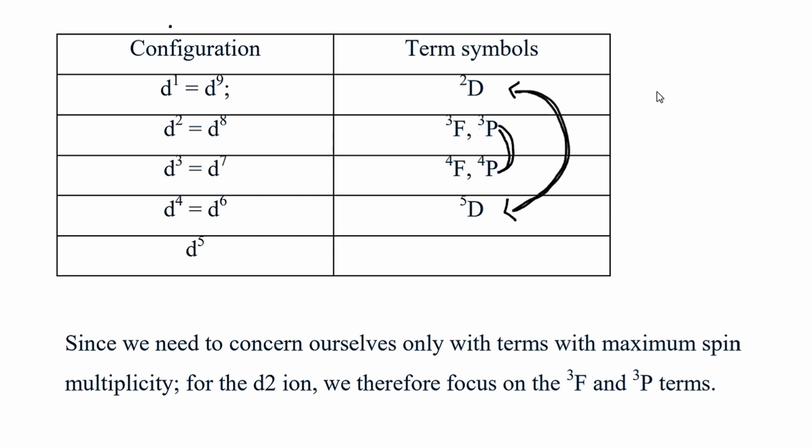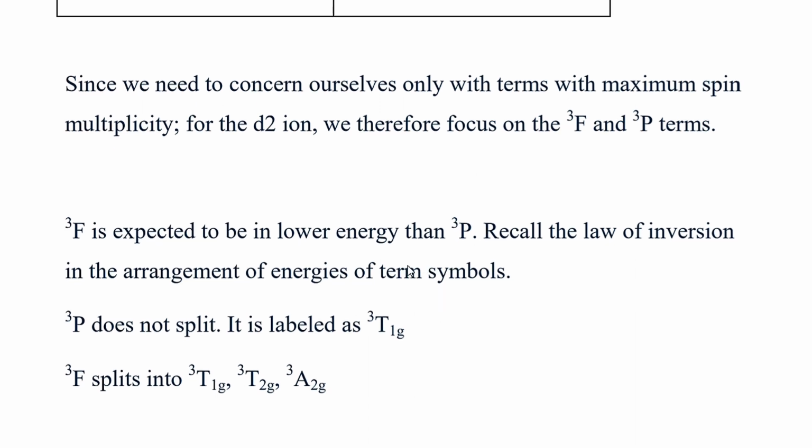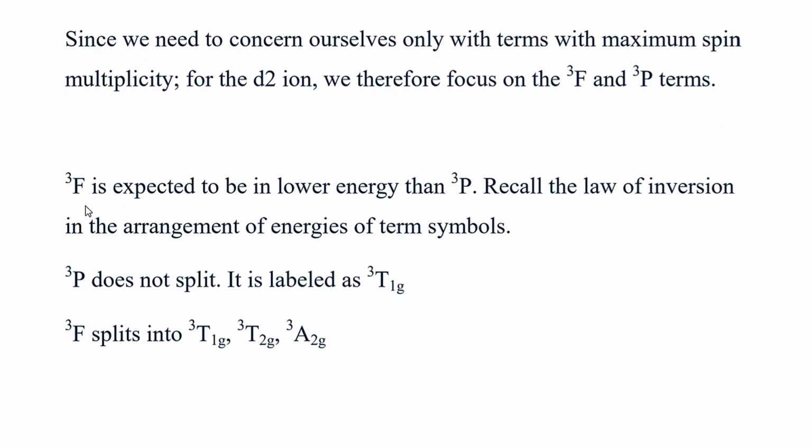Recall from the law of inversion that terms with the highest multiplicity have the lowest energy, and those with the lowest energy are basically the ground term. So these are the ground term, even though we have different terms arising for this particular configuration. We're only dealing with the terms with the spin 3, so in this case 4, right? So we're only dealing with the ground term. So 3F is expected to be lower than 3P.